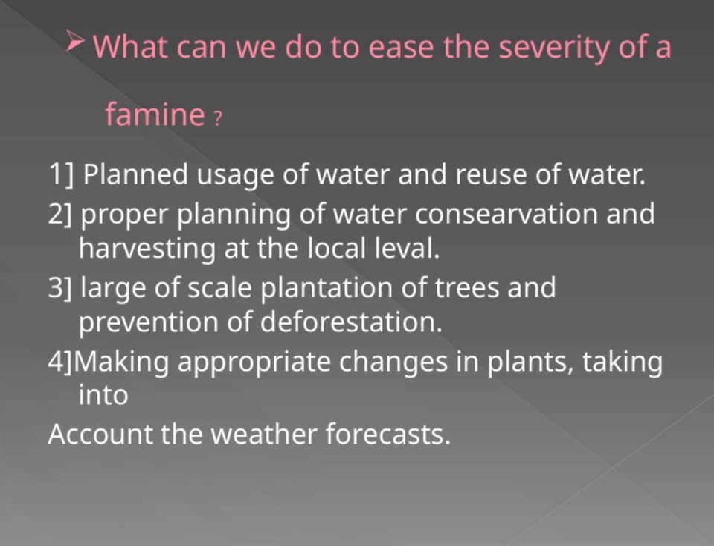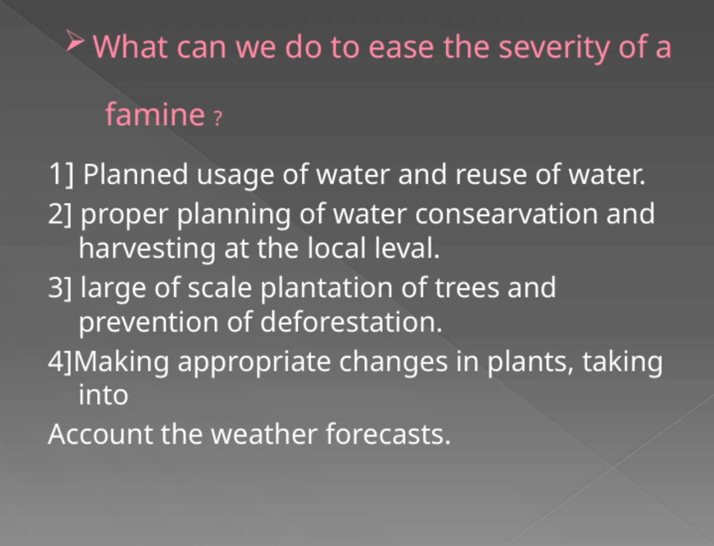Next, proper planning of water conservation and harvesting at the local level is essential. This means encouraging communities to adopt rainwater harvesting techniques and other conservation methods to make the most of available water sources and reduce wastage. Another key point is large-scale plantation of trees and preventing deforestation. Trees play a significant role in maintaining the water cycle, preventing soil erosion, and supporting local ecosystems, which are all vital in times of drought or food shortages.